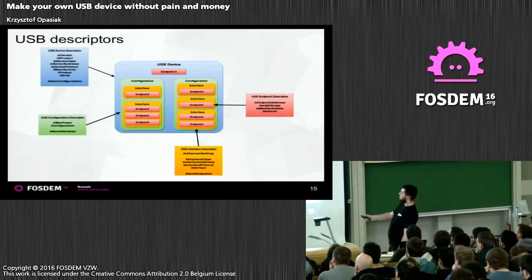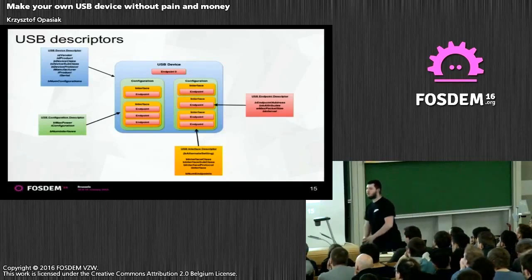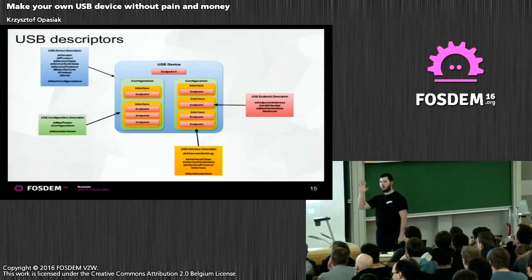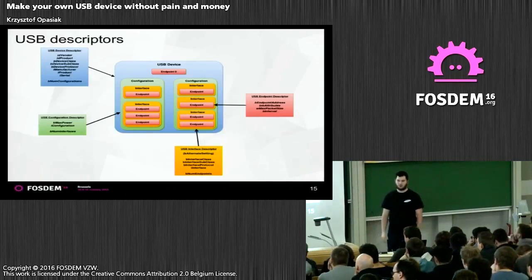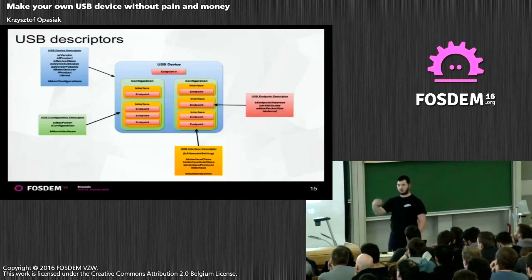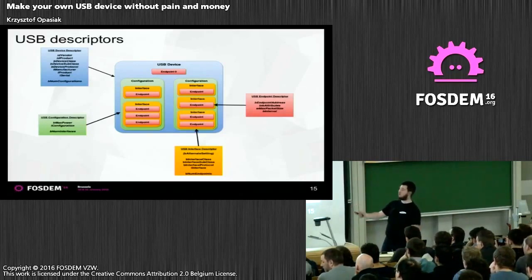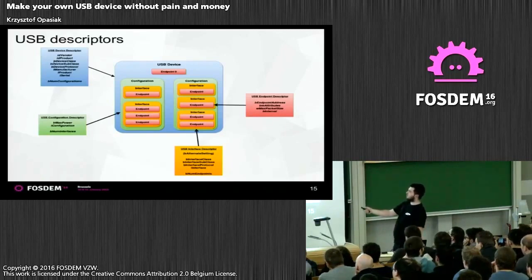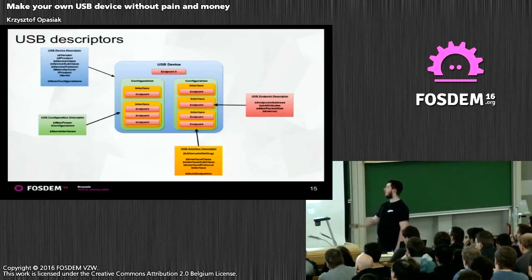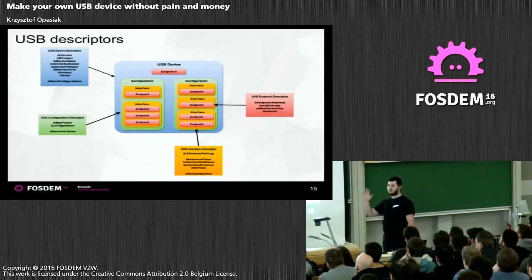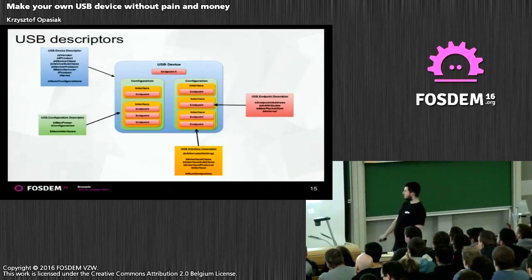Okay, the most important fields from the descriptor. First of all, the device descriptor. ID vendor. Well, it's a 2-byte number, which you can buy from the USB organization for a couple of dollars. And this identifies you as a vendor in the USB world. Then, if you have your ID vendor, you can add some ID products. So the ID vendor identifies the manufacturer, and the ID product identifies a single product.